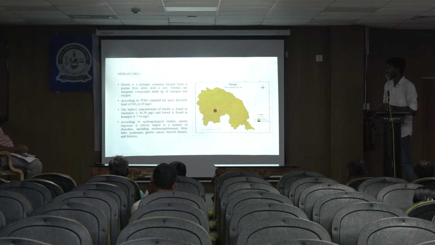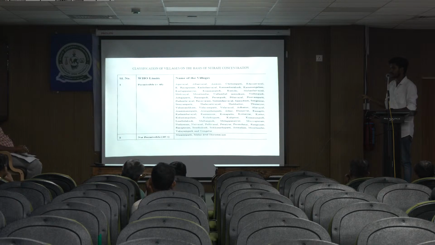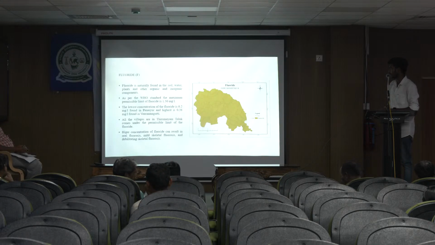Nitrate. According to WHO standard, the most desirable limit of nitrate is 45 mg per liter. The highest concentration of nitrate is found in Simanur, and the lowest is found in Kanapur village. This table is for nitrate concentration.